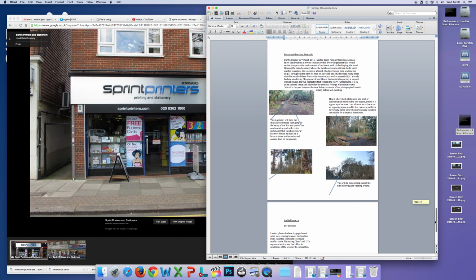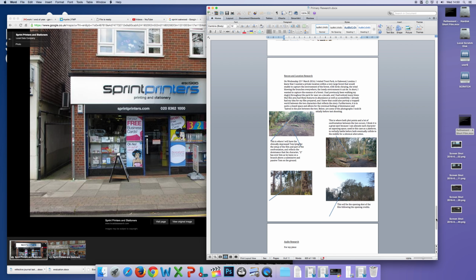And the recce location research is just here. So you can see I've labelled and annotated all my pictures. I've outlined the date and location of them. I've outlined why I've chosen those locations. For example here, where I think the confrontation would occur between the two, and how the use of space would imply the relationship of dominant to submissive. This is where I'm talking about where Tom will be sitting for most of the film.